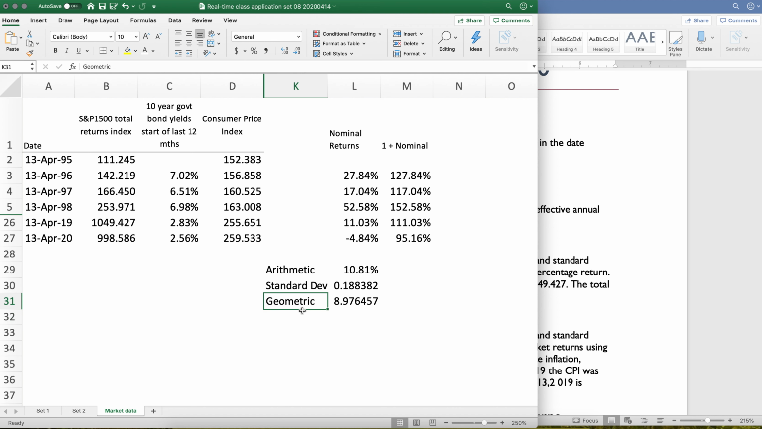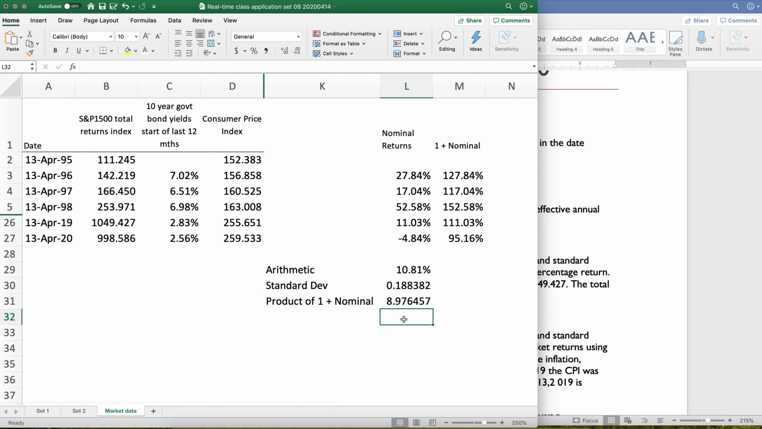Number of periods. I don't think I've ever actually taught you guys this in class, but you can count the number of times numbers appear. So there are 25 years of data here. And so this means that the geometric return is going to be this to the power of 1 over 25 minus 1.